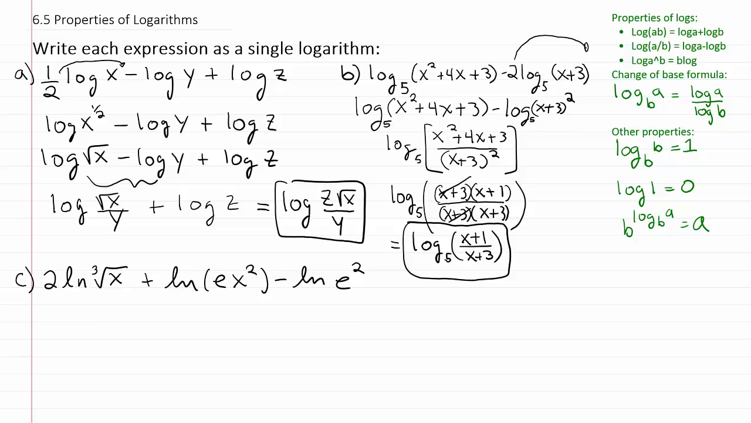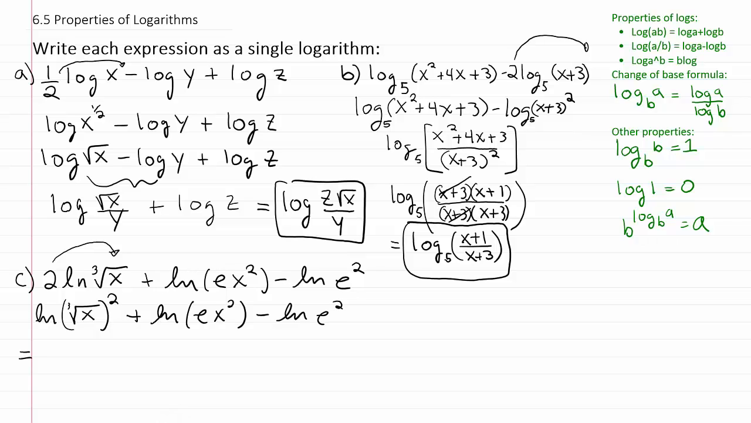But to do that here, if we try to bring this 2 out in front, up here as an exponent, which we can do, it's going to be a little awkward at first. Let's write it out. It'll be ln of the cubed root of x quantity squared, right? So that's a cube root of x there, squared, plus ln of e times x squared minus ln of e squared. All right, I can certainly rewrite that a little bit.